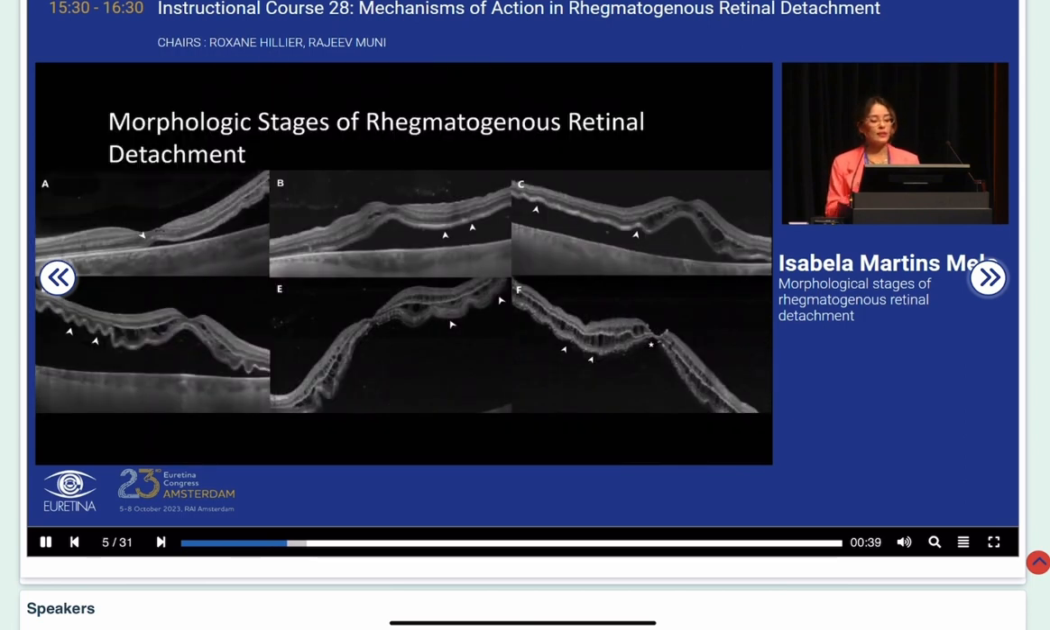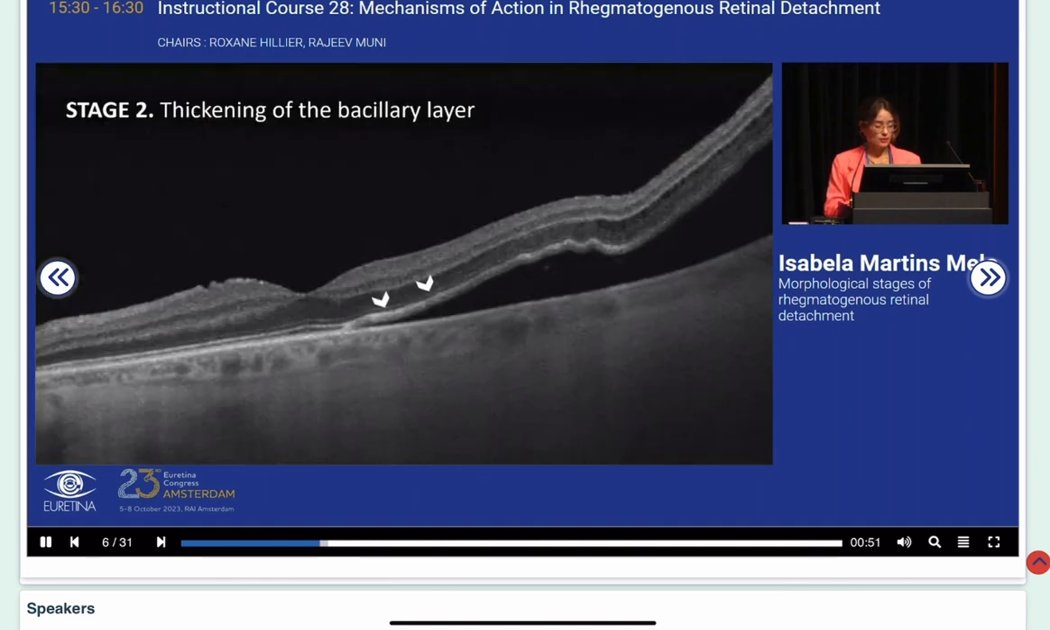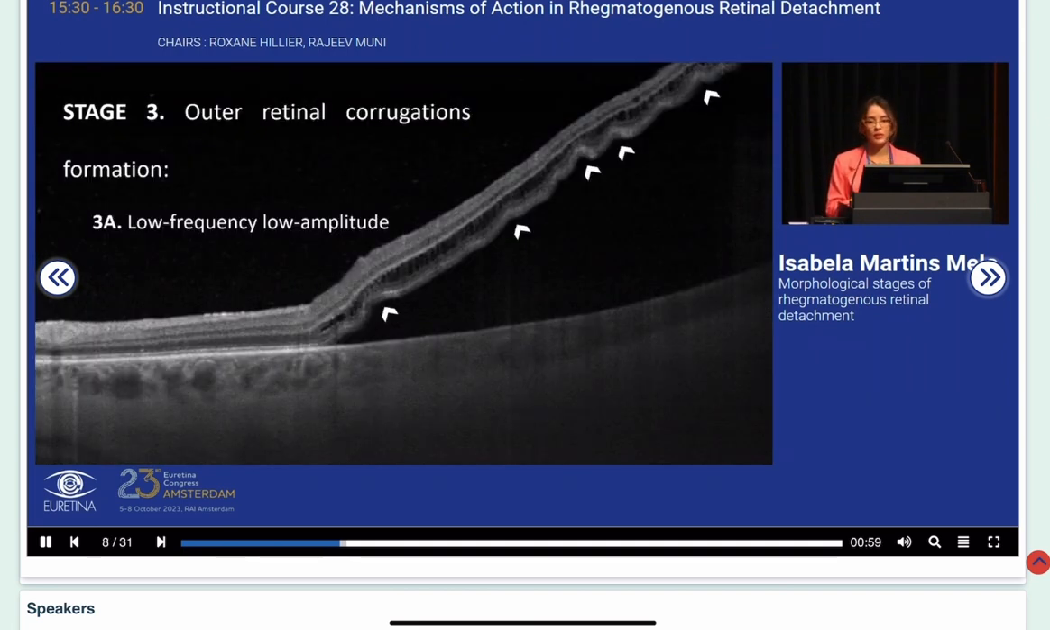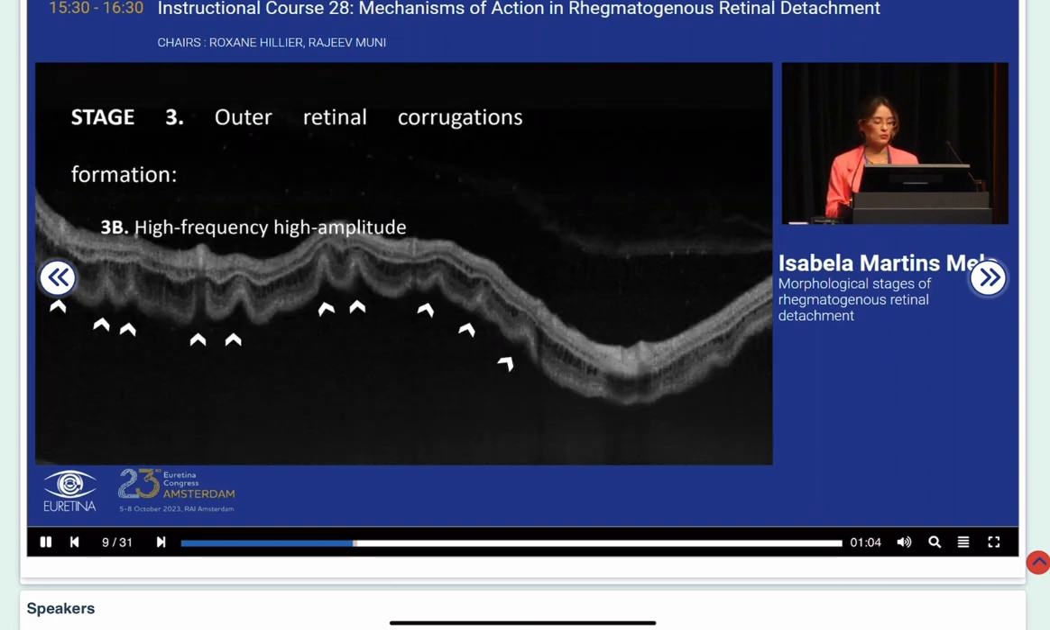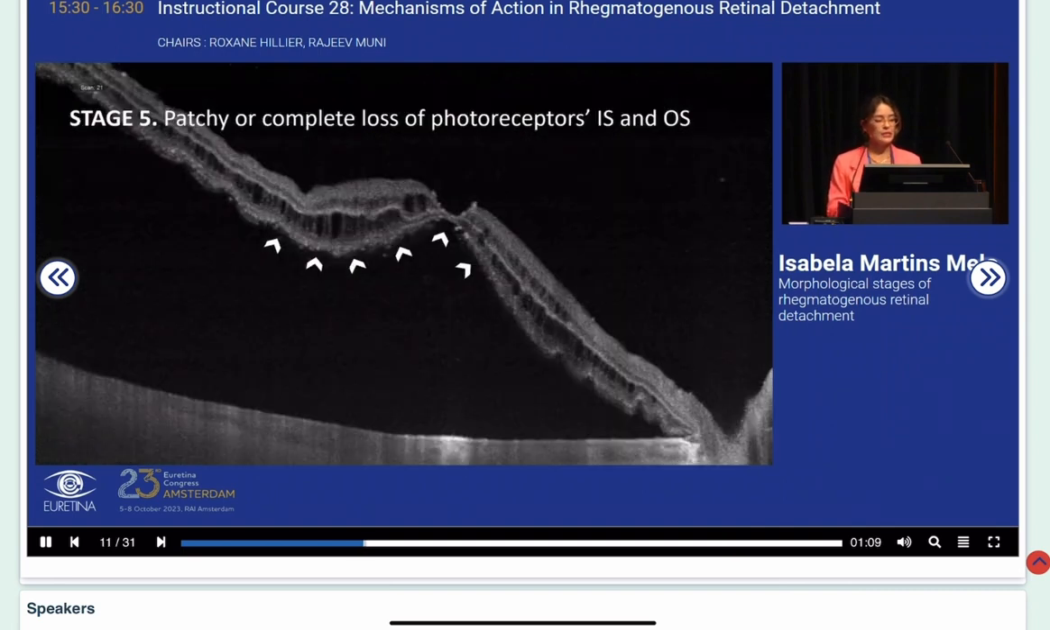And we found that there are 5 stages of retinal detachment. Stage 1 is the separation of the retina from the RPE with no apparent changes to the photoreceptor layer, and it occurs at the edge of the detachment, followed immediately by stage 2, where there's a thickening of the bacillary layer. Then we progress to outer retinal corrugations, initially low frequency, low amplitude, progressing to high frequency, high amplitude. As time passes, these corrugations will lose definition in stage 4, and finally in stage 5, there's a patchy then complete loss of photoreceptor inner and outer segments.